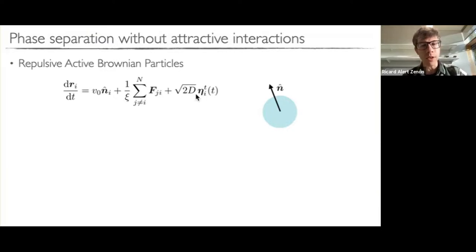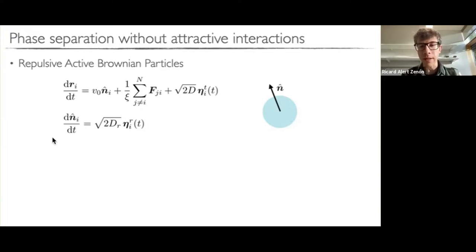Okay. Now, of course, I also need to specify the dynamics of this axis of self-propulsion. And to do this, for simplicity, I will assume that it simply undergoes rotational diffusion. Okay. It's only subject to noise, rotational noise. And so this is the minimal model.